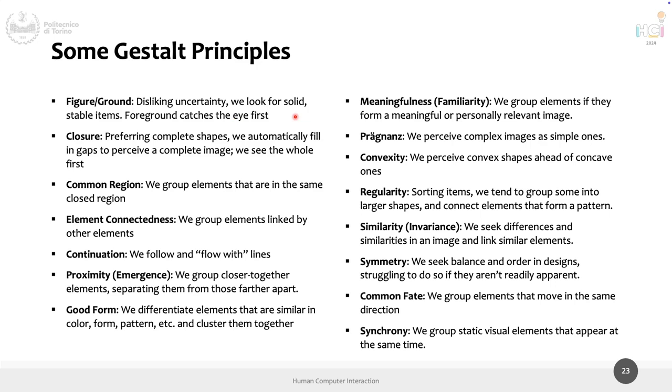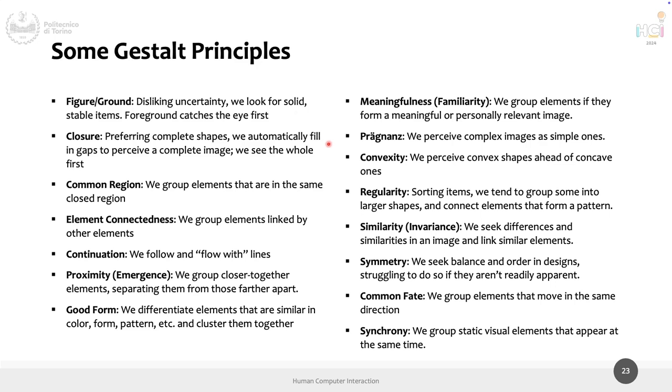So for instance, figure ground: we look for solid, stable items, and things in the foreground catch the attention before the things in the background. So if you want people to have their attention on something, this something should be in the foreground, like the clock icon in the Apple Watch menu, bigger at the center in the foreground.